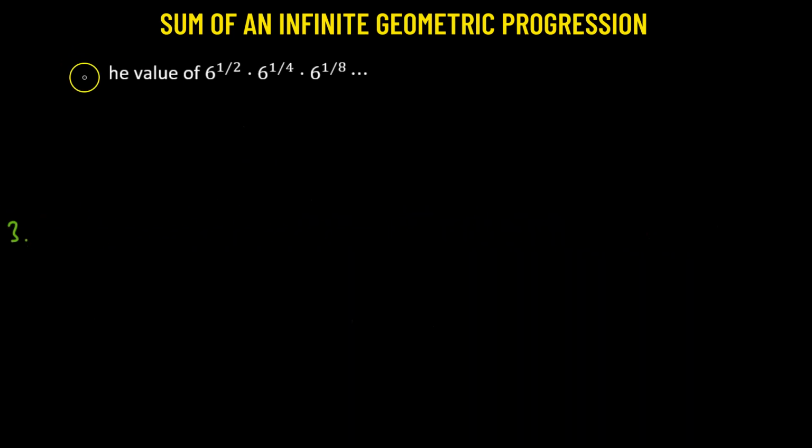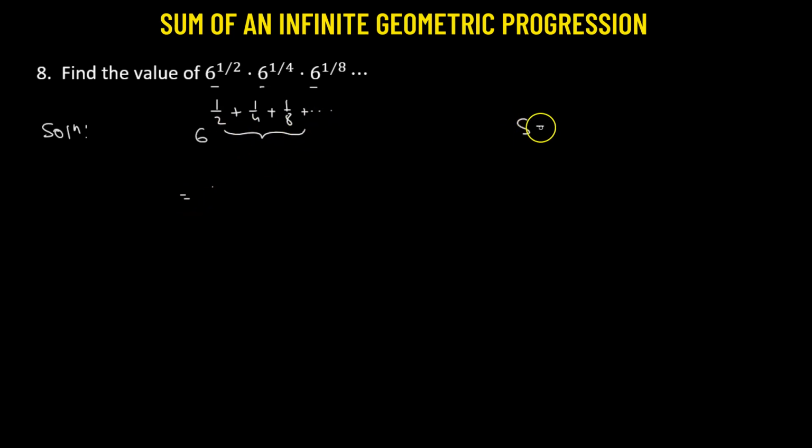The final problem, problem number 8. So we need to obtain the value of the given expression. So we can rewrite this as 6 raised to the power of, so here we can see that all the bases are the same. So clearly we can add up the exponents. So we have half added to 1 over 4 plus 1 over 8. This goes all the way up to infinity. So let's find out this value. Now we need to obtain this sum. So let us denote it by s. So let s be equal to half plus 1 over 4, which is 2 squared, plus 1 over 8, which is 2 cubed.